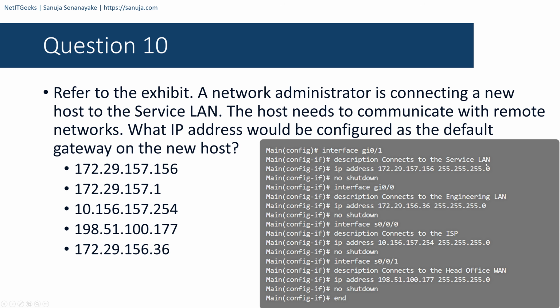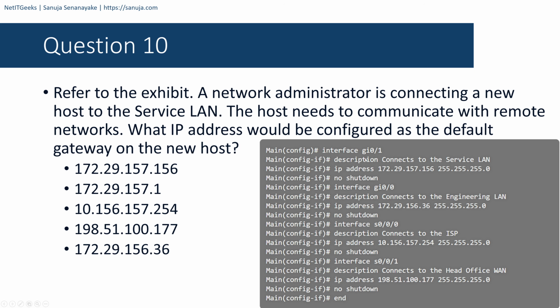The very first thing it says is "connect to the service LAN" as the description. The next one says "connect to the engineering LAN." The next one says "connect to the ISP," and the next one says "connect to the head office WAN." Now, in this screenshot of the CLI, unless Cisco specifically gives some other piece of information, you don't know which IP address connects to what.